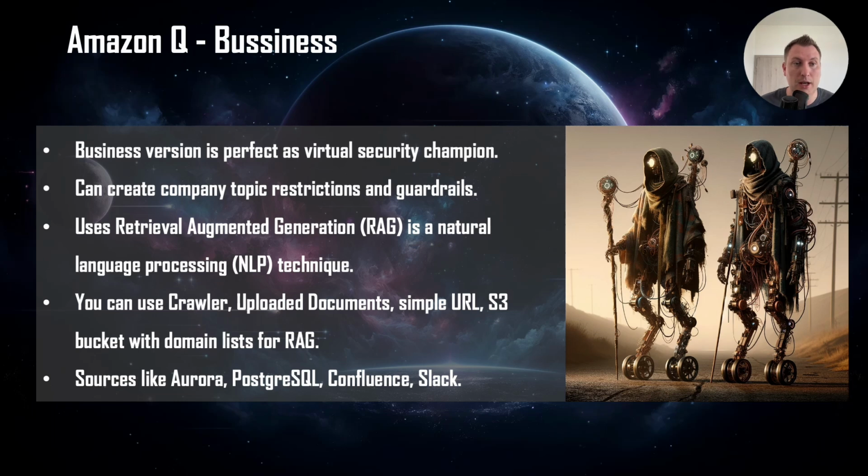This is super cool. You can use a crawler, updated documents, simple URLs, txt files with the URLs, or an S3 bucket with the domain list for RAG. The sources of the data can be Aurora, PostgreSQL, Confluence, Slack, many things. Please don't do that with your tickets, with your Jira, because then it's very hard to find the sensitive data that you could put in those chatbots. It depends whether the chatbot will be internal or external. You need to always consider what kind of data you are actually putting in your retrieval augmented generation.